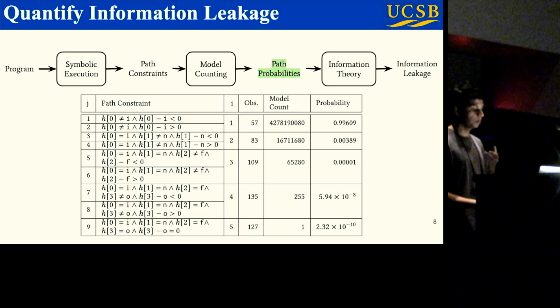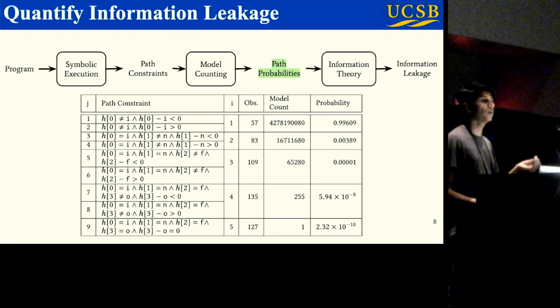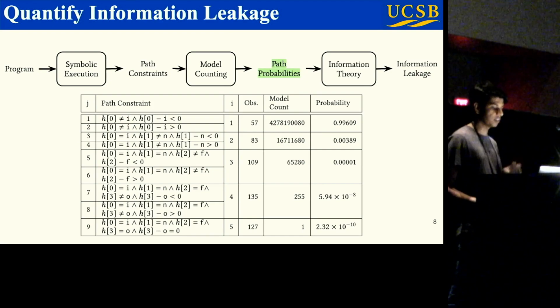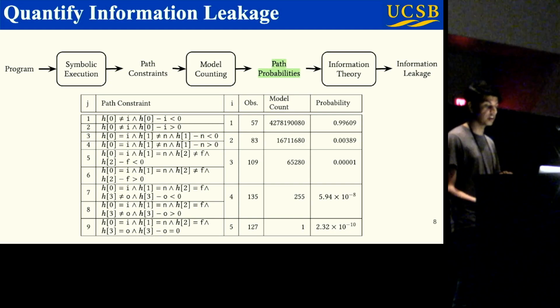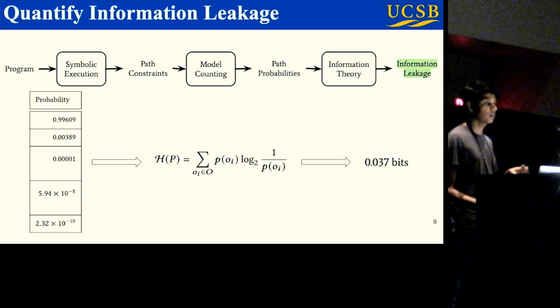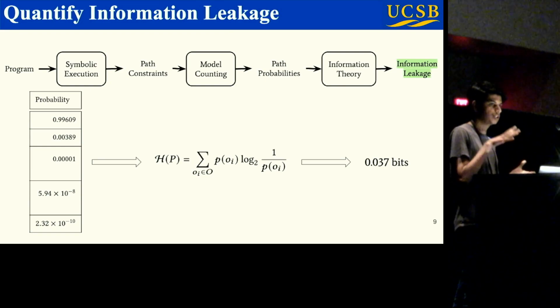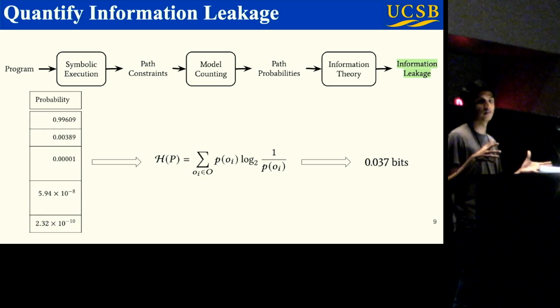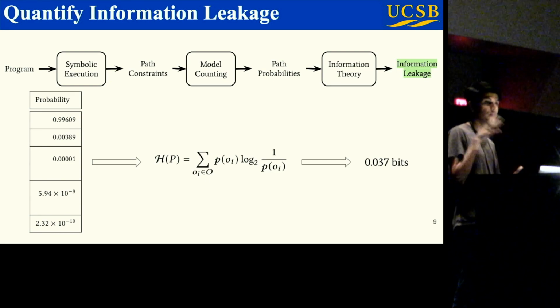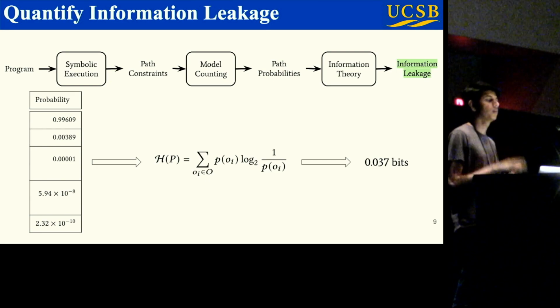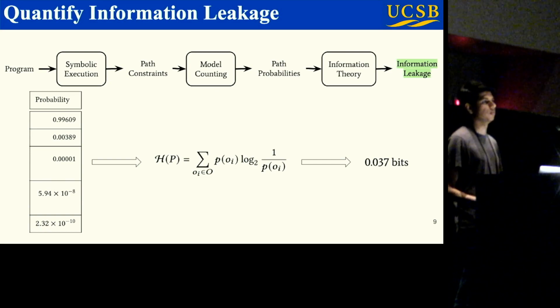Then we divide the model counts by the domain size to get the probability that on a random H, this path is taken. So we see that paths 3 and 4 are taken with probability 0.3% on a random H. We take these path probabilities and feed them into the Shannon entropy formula to get how much information this program leaks. Intuitively, the more uniform the distribution of runtimes is, the more information the program leaks. And if you only have one runtime, which occurs 100% of the time, that leaks no information, and that has Shannon entropy 0.